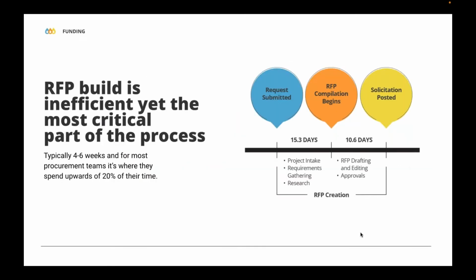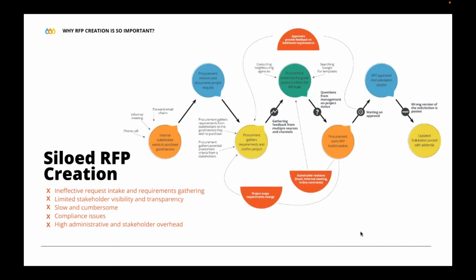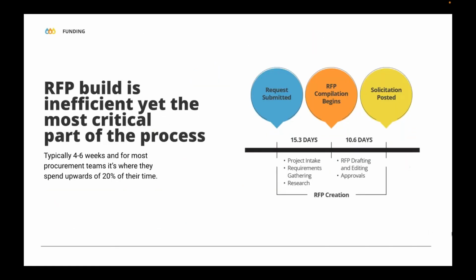So now let's focus on RFP creation. Going a little too fast there. What we're qualifying as creation is 5 core design elements. The RFP creation process includes everything from the time internal clients come to procurement with a purchasing request all the way up until the solicitation is posted. So this typically includes intake, requirements gathering, research, drafting, and then gathering the required approvals.